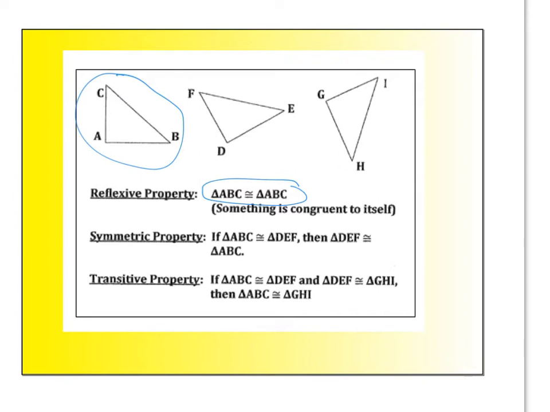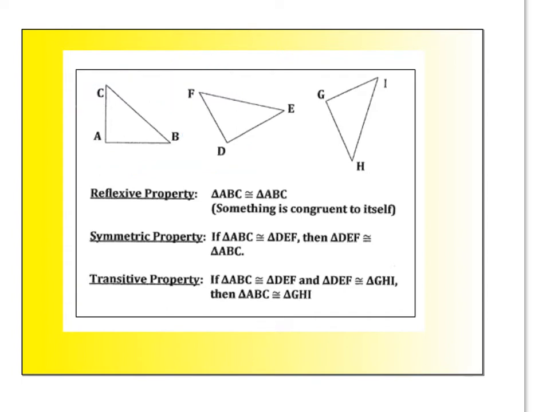Next, we have the symmetric property. And the symmetric property says if triangle ABC is congruent to triangle DEF, then triangle DEF has to be congruent to triangle ABC. So imagine that we have two triangles. So we have this one right here, triangle ABC, and it is congruent to triangle DEF. Well, then does it go the other way around? Absolutely. Or if Joe's the same height as Nick, is Nick the same height as Joe? Yes, it has to be true. So it goes both ways. That's called the symmetric property of congruence.